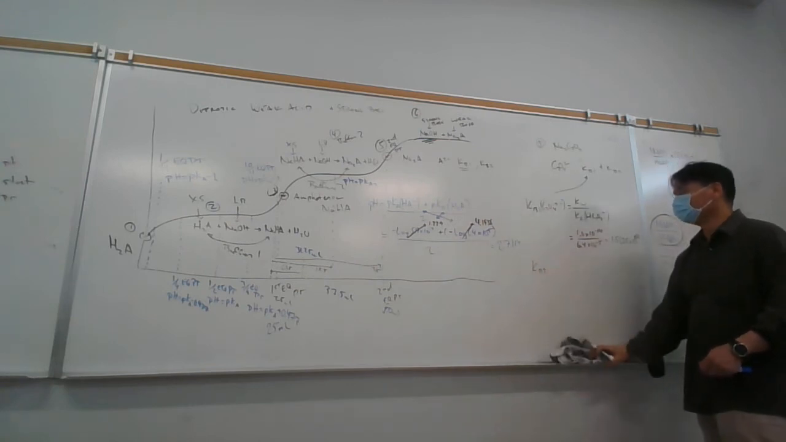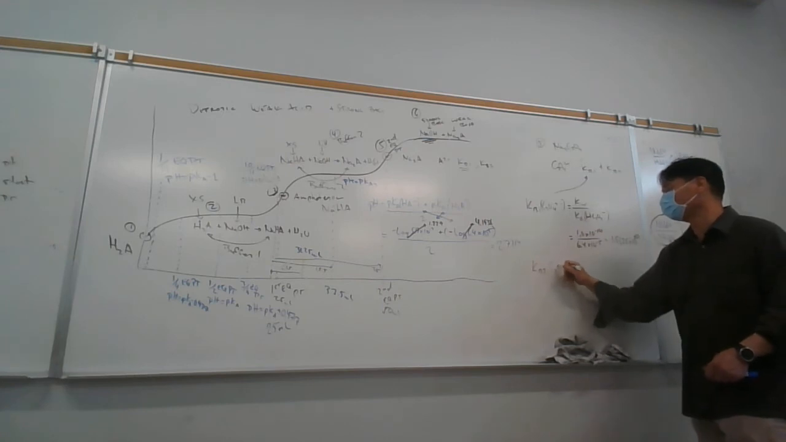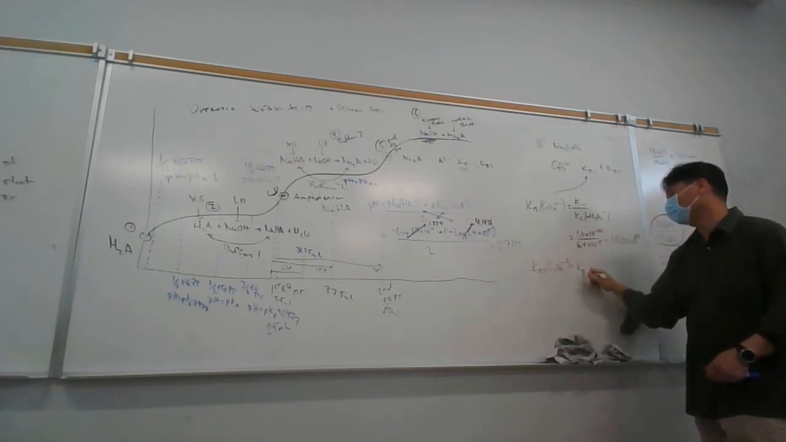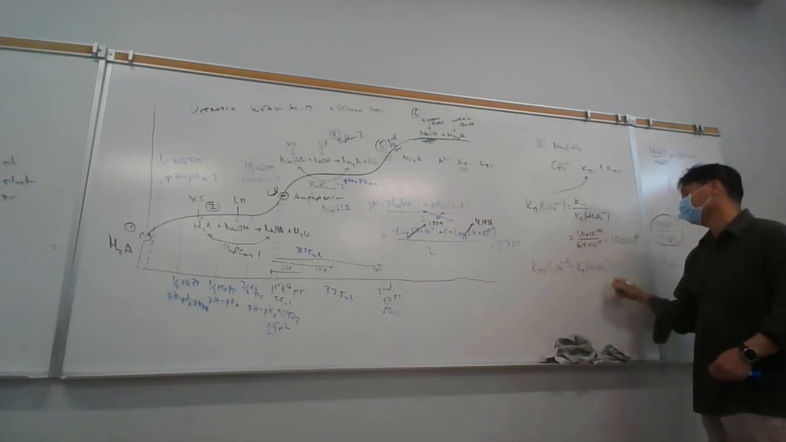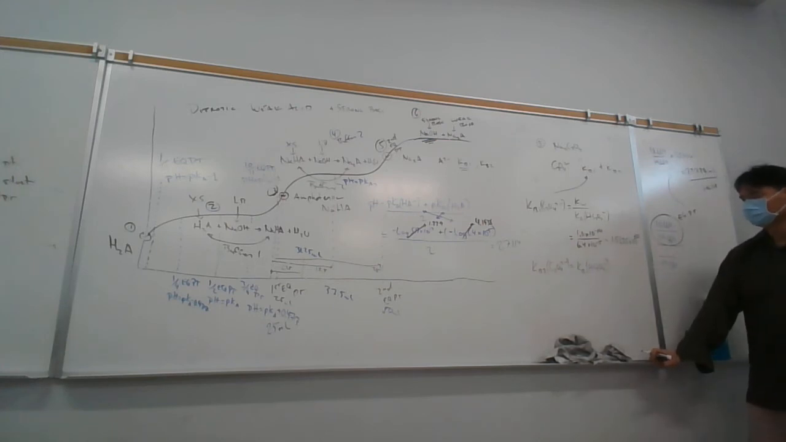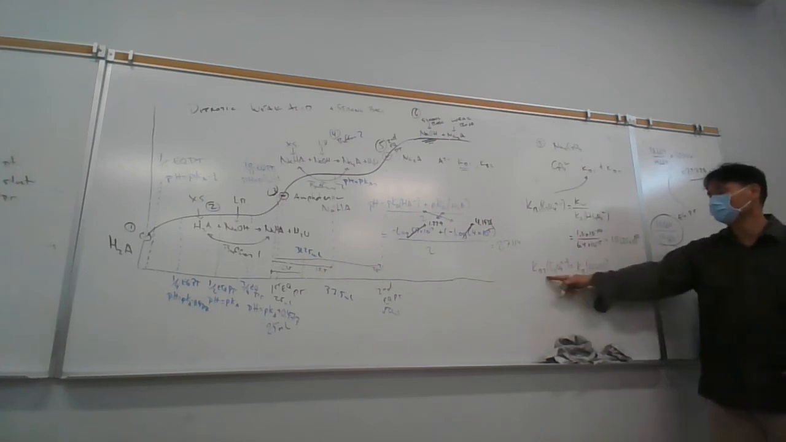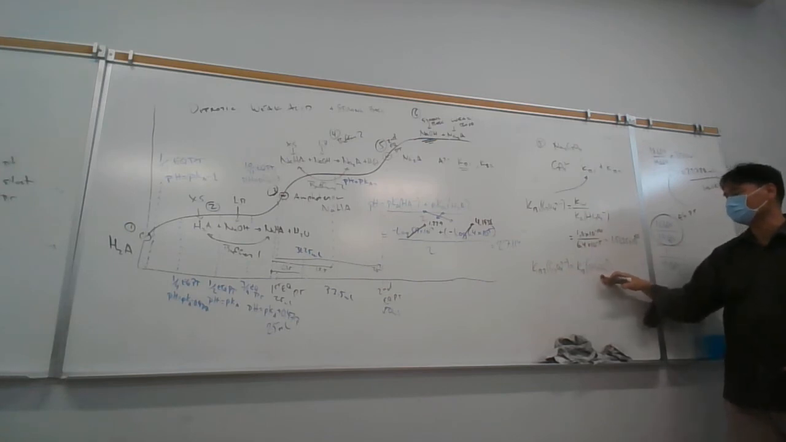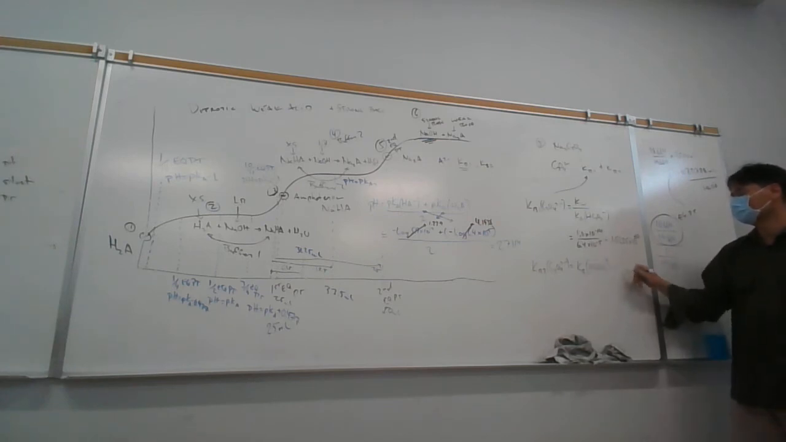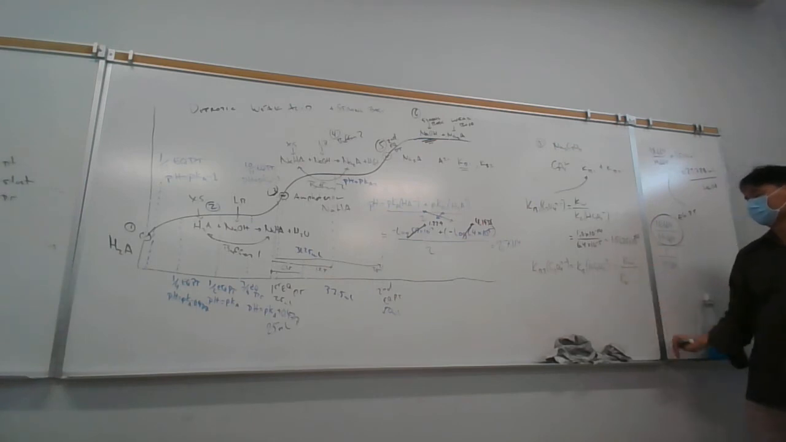So Kb2 of oxalate is equal to Kb of hydrogen oxalate. It's just the weird nomenclature that we use. So the second step here would be hydrogen oxalate, picking up a hydrogen from water and making hydroxide. So if this is Kb for hydrogen oxalate, then that's going to equal Kw over the Ka for which acid?